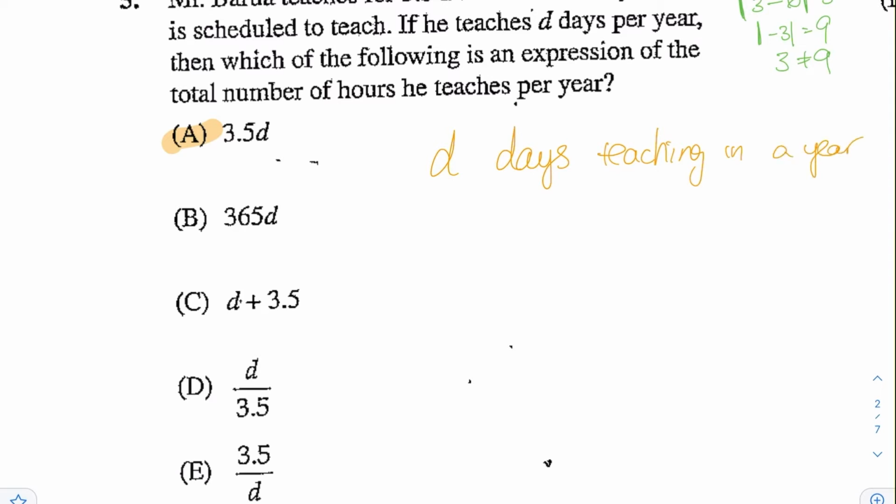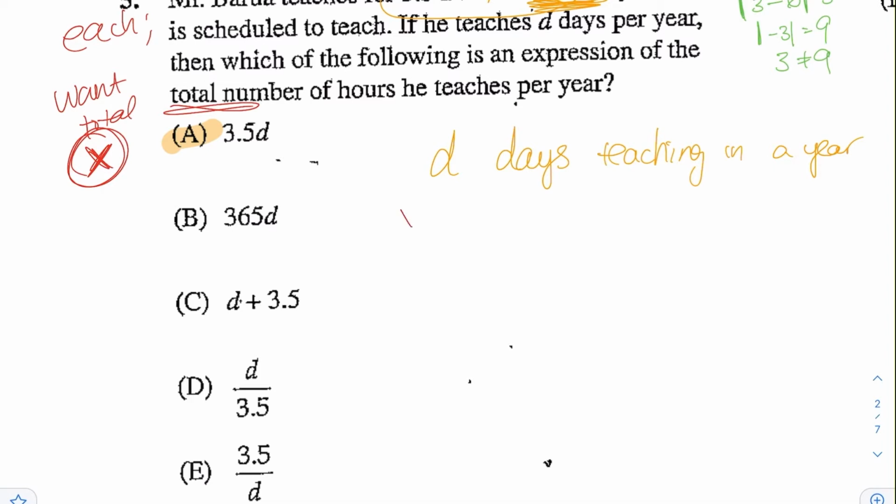Now he teaches 3.5 hours on each day. So the key word here is "each." Each could mean multiply or divide. In this case, because we want the total, if we want the total and we see the word each, that means you want to multiply. You only divide when you already have the total. Here we want the number to get bigger, so you want the total, which means you want to multiply.